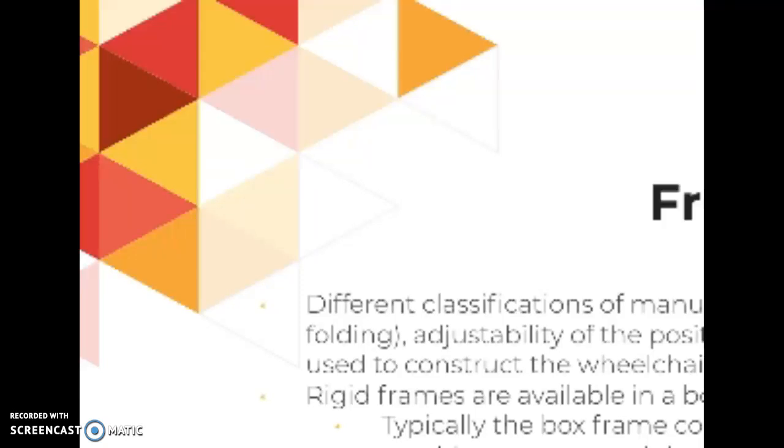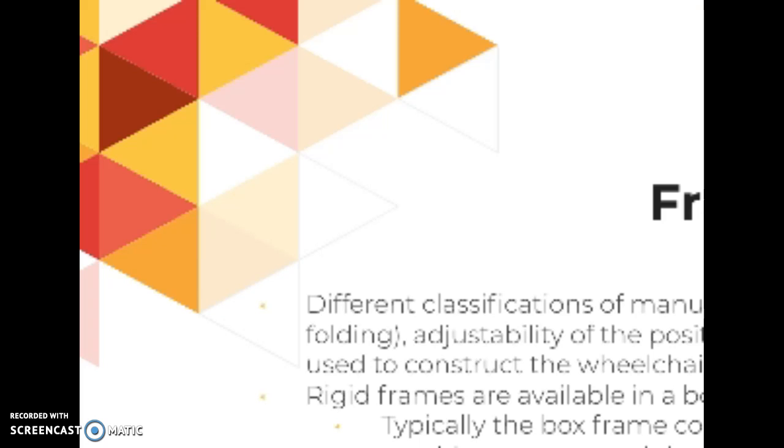Now we're going to talk about the supporting structure of the wheelchair, which is the frame and the accessories or the attachments that go to them. So there are different classifications of manual wheelchairs. There's the type of frame, rigid or folding, adjustability of the position of the axle of the rear wheel, and material used to construct the wheelchair frame.